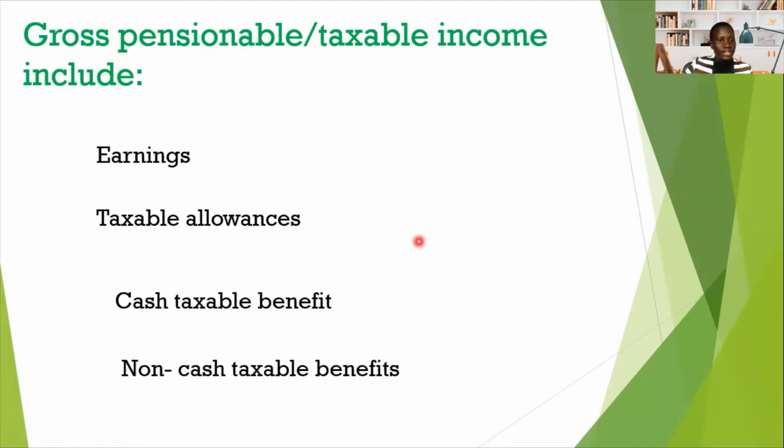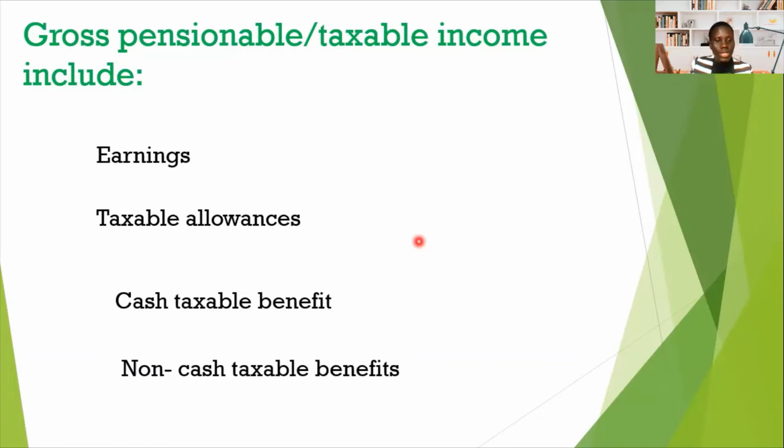So the formula is earnings plus taxable allowances plus cash taxable benefit plus non-cash taxable benefit. Number one, you add the allowances. Number two, you add the cash taxable benefit. Number three, you add the non-cash taxable benefit. In the example I gave you, there are some allowances that are taxable. You have to report some cash taxable benefit, like when you make a sale and the company gives you $50. You have to add that onto your payments.